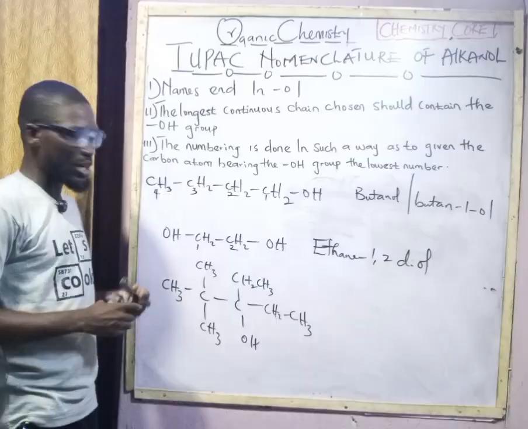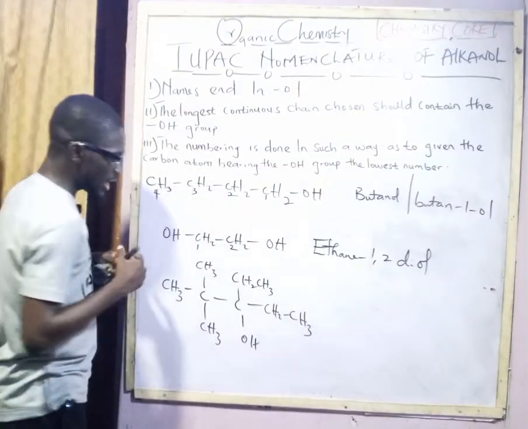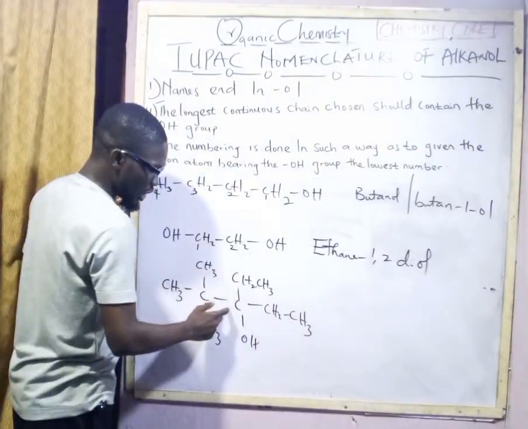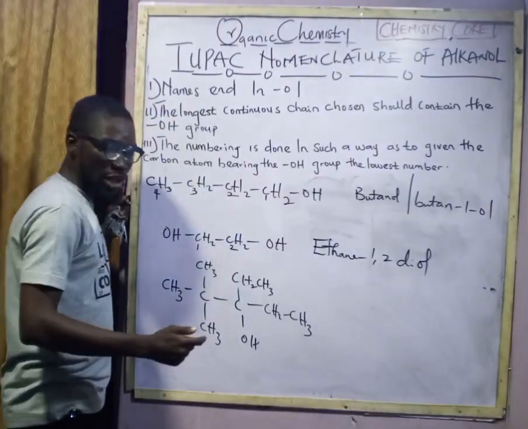Let's take a look at the last one. Now, the longest carbon chain here is 1, 2, 3, 4, and 5. Are you with me?